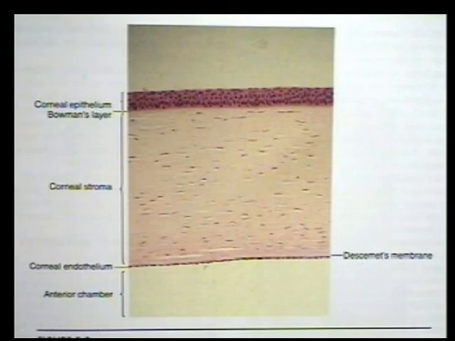Here's a little bit easier diagram to look at. Gives you an idea of the proportions. Certainly the stroma is the thickest. It makes up about 90% of the cornea's thickness.